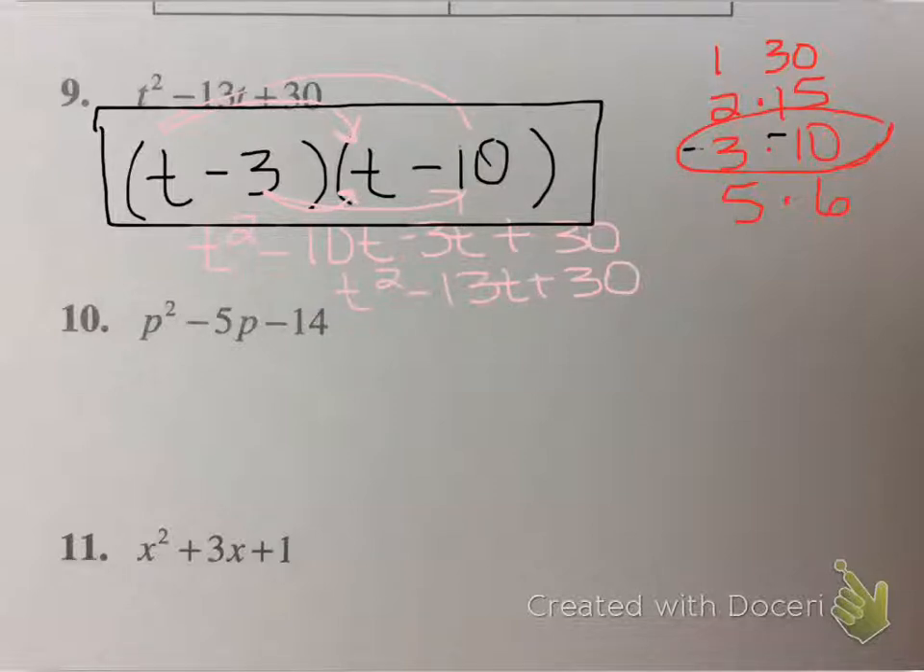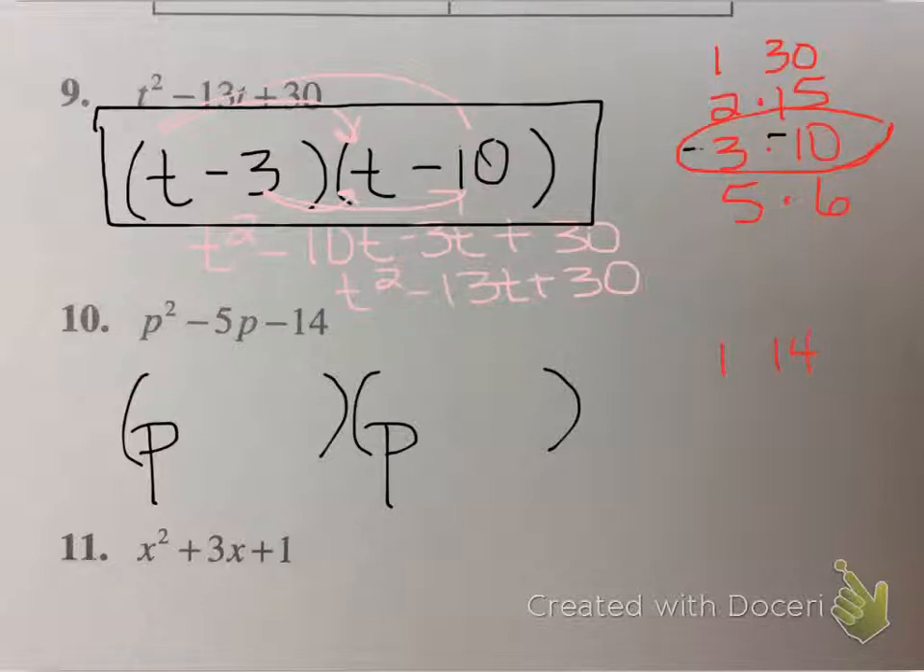So now let's try the next one. We have p squared minus 5p minus 14. So we know it's going to start off with p times p. Now I need factors of 14. So factors of 14, that's 1 times 14, 2 times 7. It's the only way you can get 14. So I need factors of 14 that add up to 5. Well, the only pair that I might be able to get that to happen is the 2 and the 7.